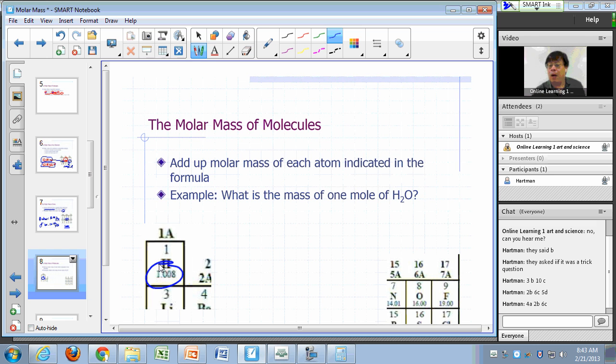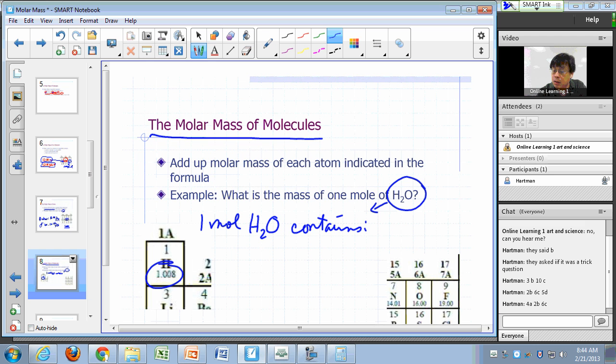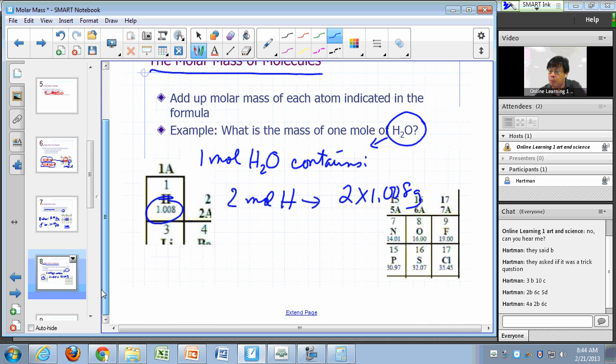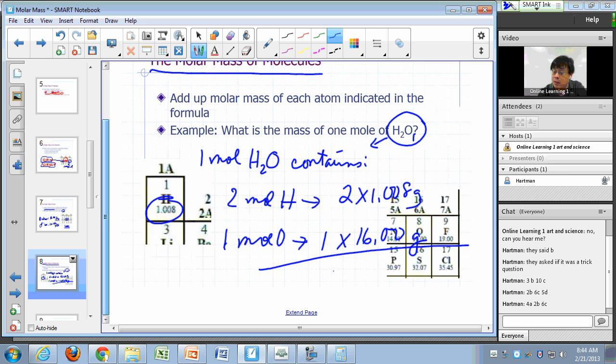Okay. So what about a mole of molecules? What would be the mass of a mole of molecules? For the molar mass of molecules, you just look at the formula and add up the molar masses of each atom indicated in the formula. So H2O, for example, water: 1 mole of H2O contains 2 moles of hydrogen. So that means 2 times 1.008 grams. And it's going to have 1 mole of oxygen, so 1 times 16.00 grams. If you add that, you're going to get 18.02 grams. So 1 mole of water molecules will weigh 18.02 grams.